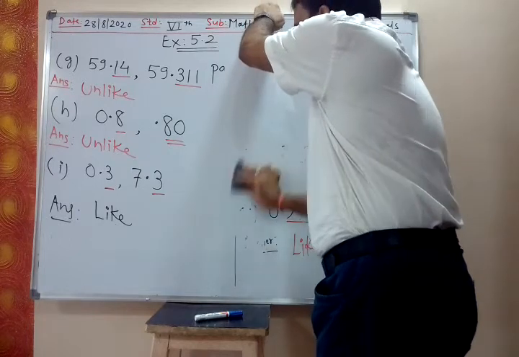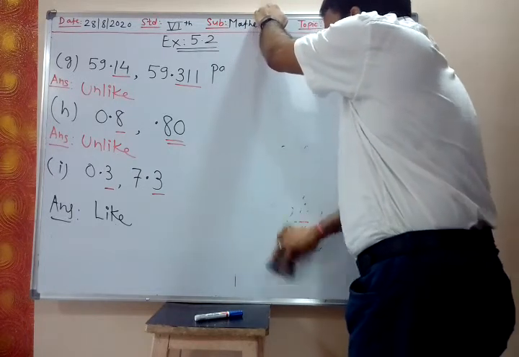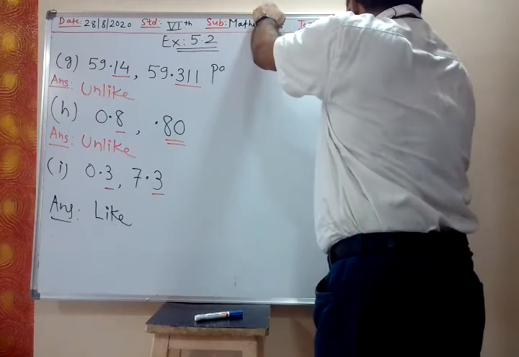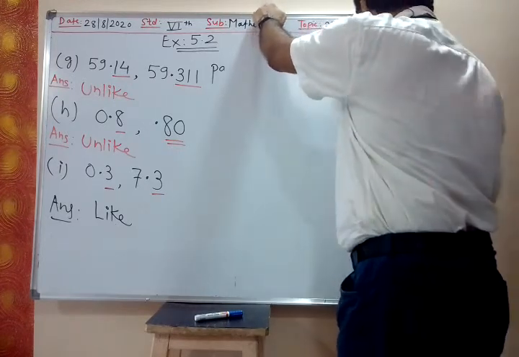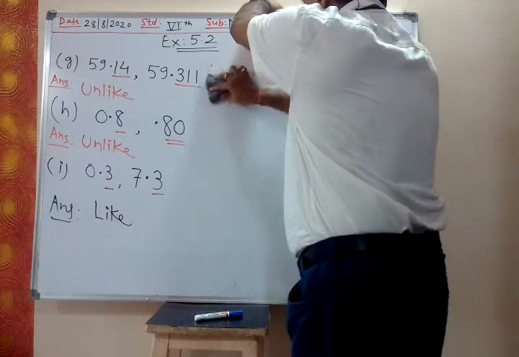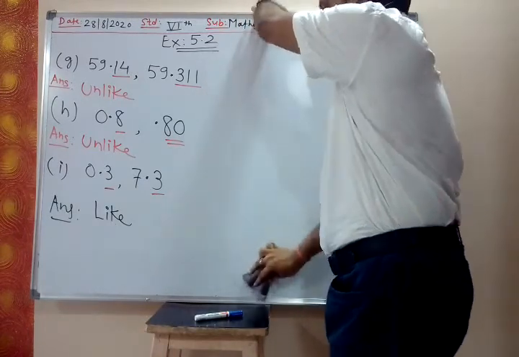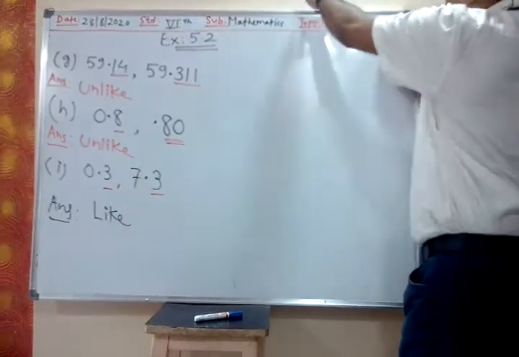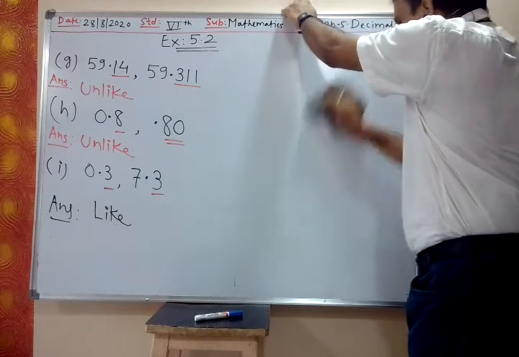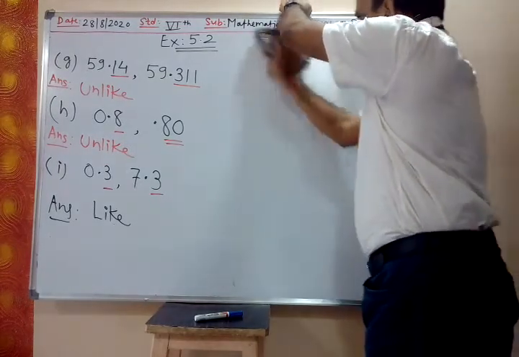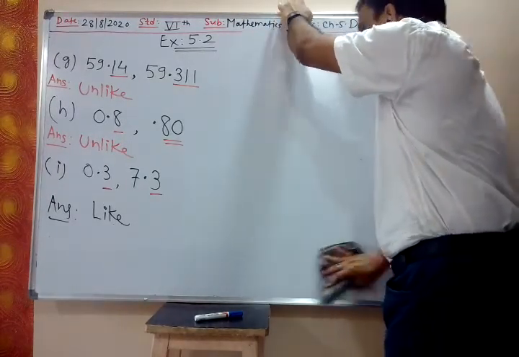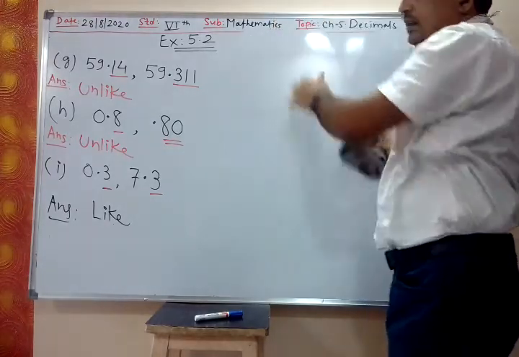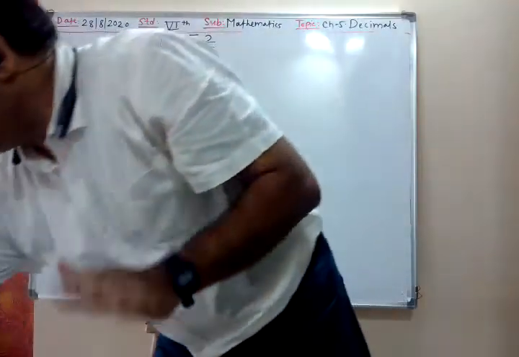Convert the following to like decimals. We'll see that part. Convert the following to like decimals. Like decimal means after the point, the number of digits should be the same.